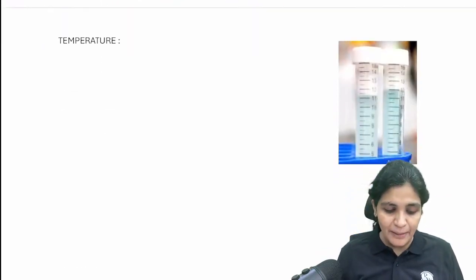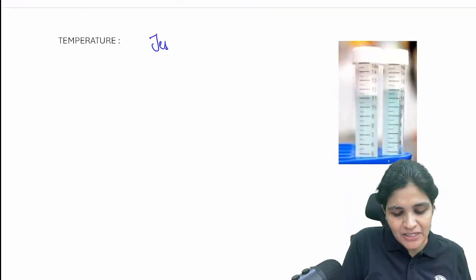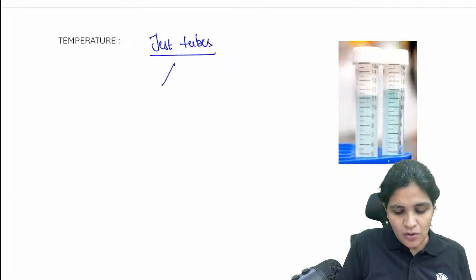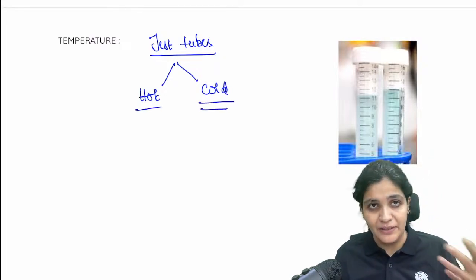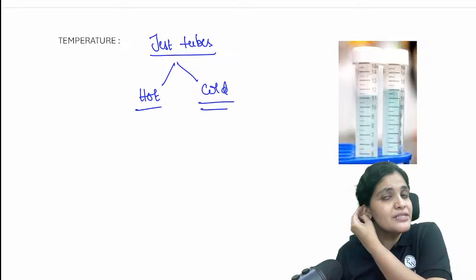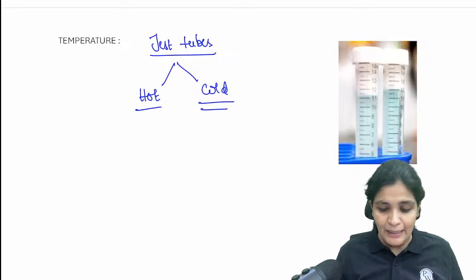And then we have temperature. So here we use 2 test tubes, right? One is hot and the second one is cold. Again, you will touch the hot and the cold and ask the patient to feel it, whether he is able to feel the hot and cold sensations. So that is about the temperature.